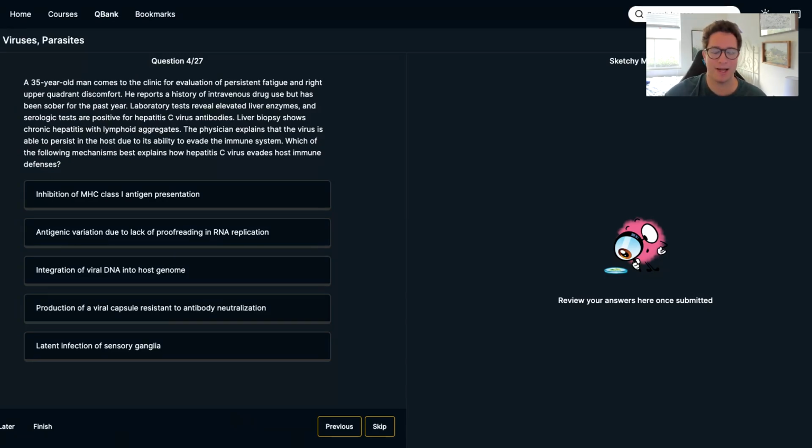My little mnemonic: hep A is likely acute. Hep B is in baby, so the B for babies. If a baby gets it, it's likely to be chronic, but if you get it as an adult, it's likely to go away. And then hep C is likely chronic in general because of that C. The physician explains the virus is able to persist, like we just talked about, due to its ability to evade the immune system. So what mechanism best explains how it evades the host defense?